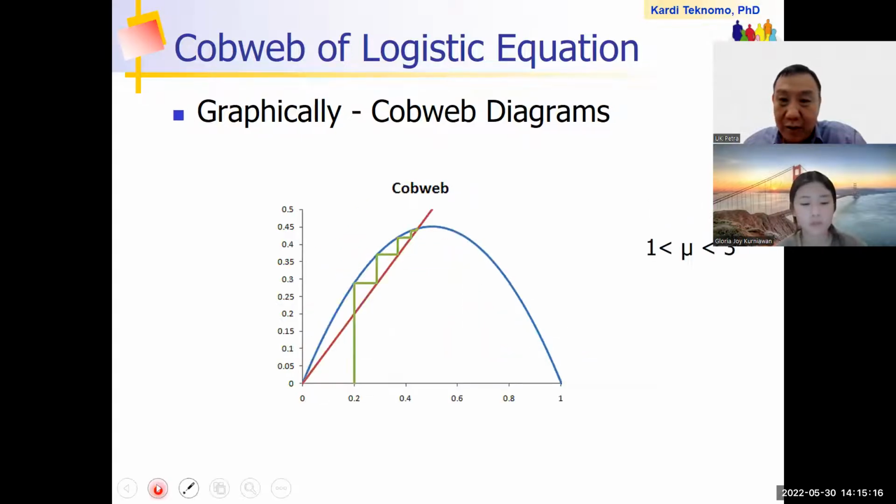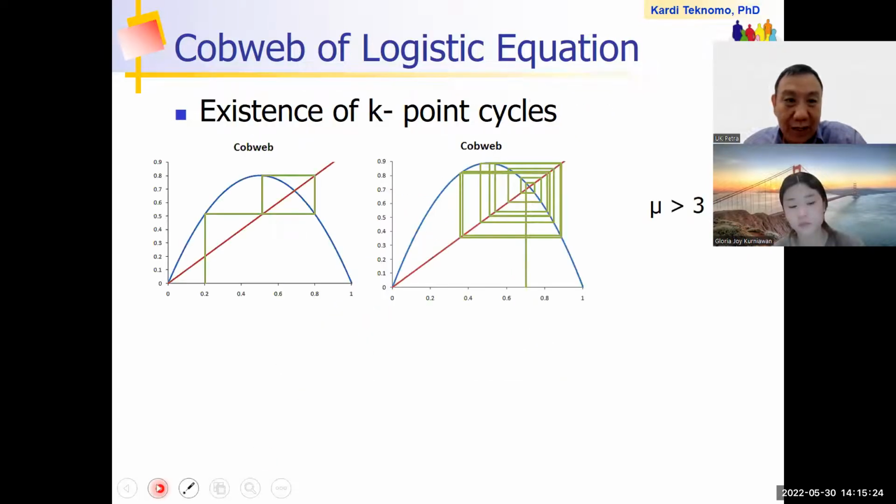And then when you are between 1 and 3, see, it will go here. And then when you put it larger than 3, you see here there is a going up and down between 2 cycles. It will reach the 1 and 2. Here is the 2 cycle that repeated here. And this is the cobweb.